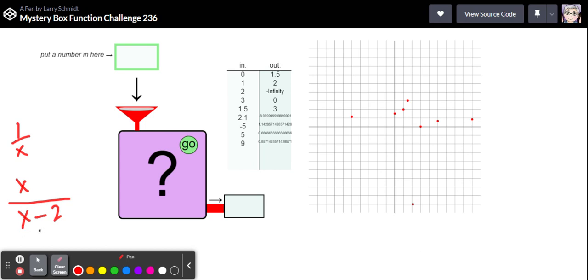So that looks good. The only thing I don't know, well, let's see if it's just x over x minus 2 by putting in, let's say, the point 1. And if I put in 1, I'd get 1 over 1 minus 2. That would be a -1. I don't get that. So when I put in a 1, I get a 2. How am I going to get a 2? That is an odd one.